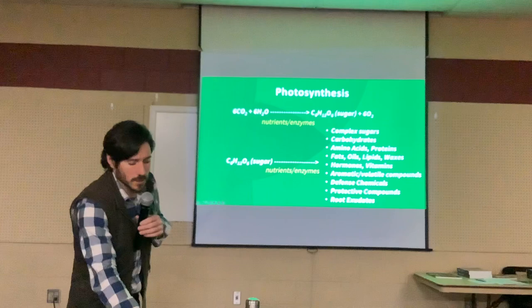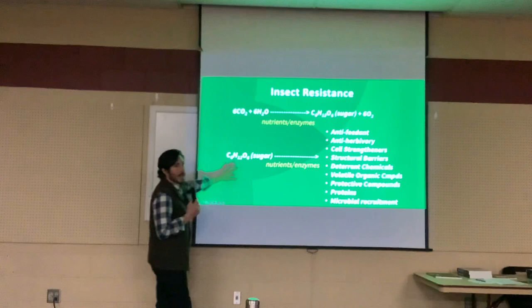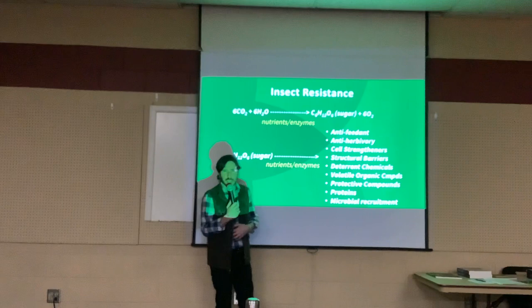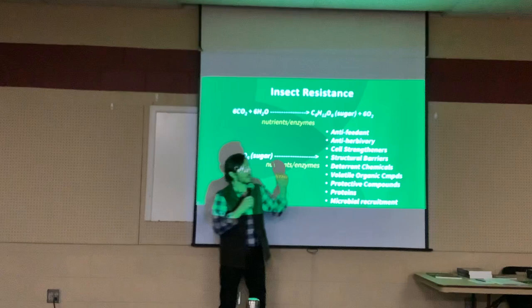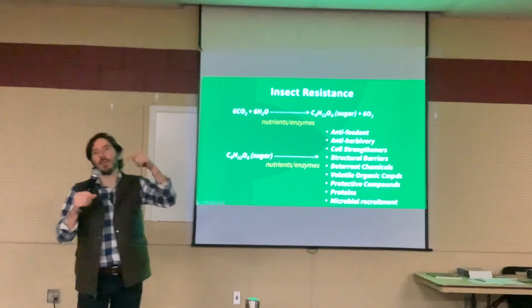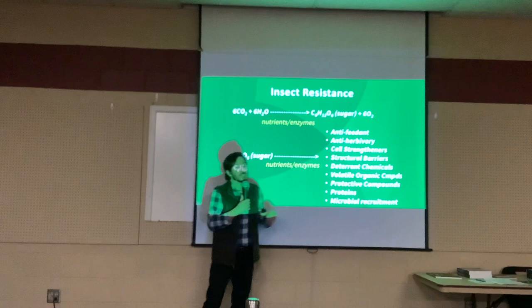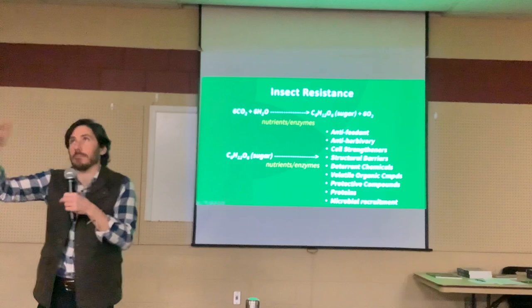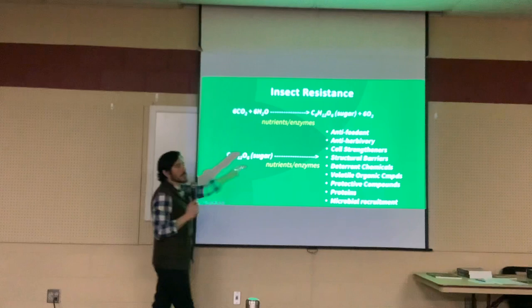It's the same, but we're now going to turn that building block into different things. Antifeedants, things that upset the digestive system of the insects, that make anti-herbivory type effects. Other cell strengtheners, the structural barriers, make the skin on the plant thicker, tougher, harder for the insect to chew through. Some of these other volatile organic compounds that I mentioned, these deterrent chemicals, gases, things that waft off into the air, that make the plant invisible, that attract in the predator.